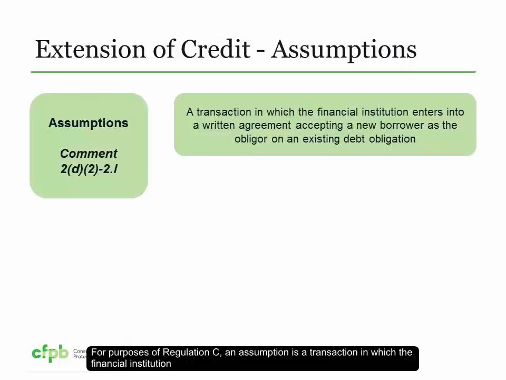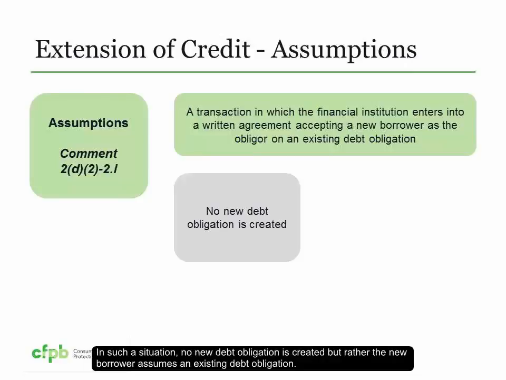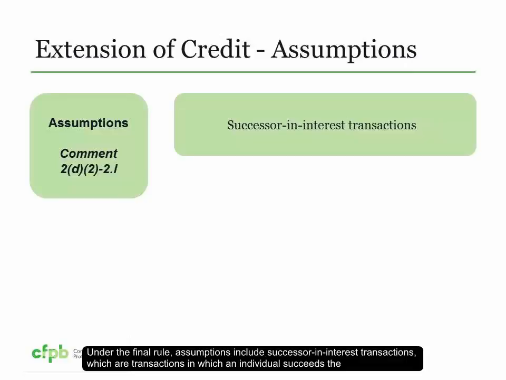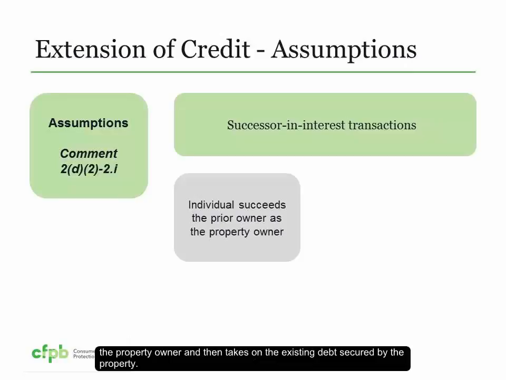For purposes of Regulation C, an assumption is a transaction in which the financial institution enters into a written agreement accepting a new borrower as the obligor on an existing obligation. In such a situation, no new debt obligation is created, but rather the new borrower assumes an existing debt obligation. Under the final rule, assumptions include successor in interest transactions, which are transactions in which an individual succeeds the prior owner as the property owner and then takes on the existing debt secured by the property.